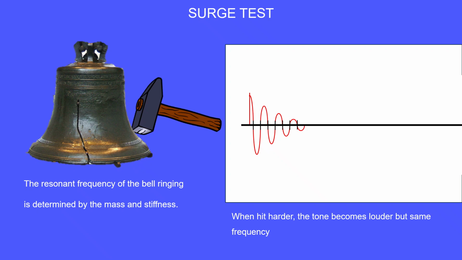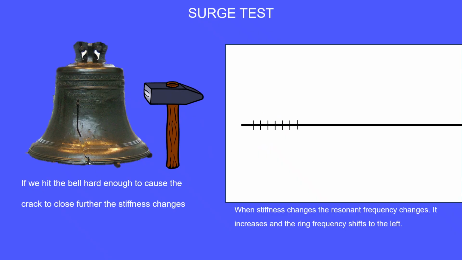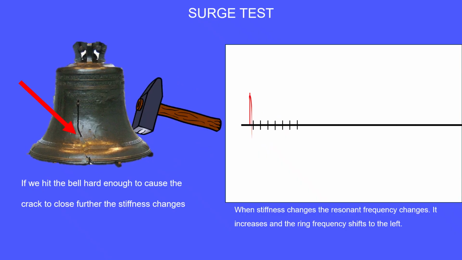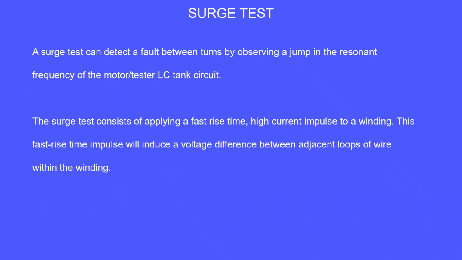If the bell had a crack and we hit the bell hard enough to cause the crack to close further, the stiffness changes, and therefore changes the resonant frequency of the ringing waveform. The frequency would increase, and the waveform would shift left. A surge test can detect a fault between turns by observing a jump in resonant frequency of the motor and tester inductance/capacitance circuit. The surge test consists of applying a fast rise time, high current impulse to a winding.